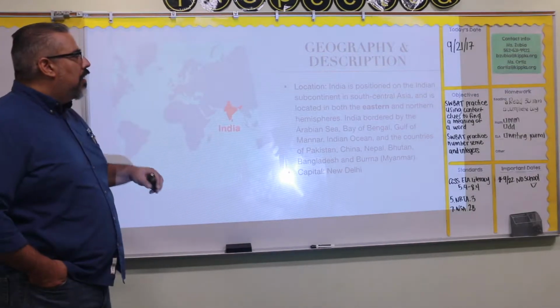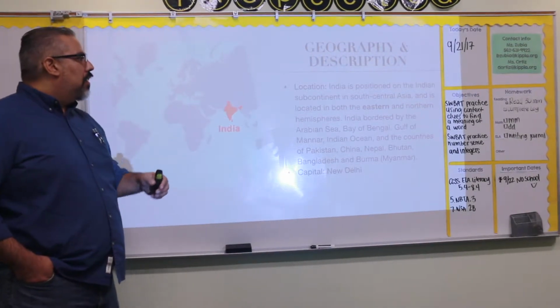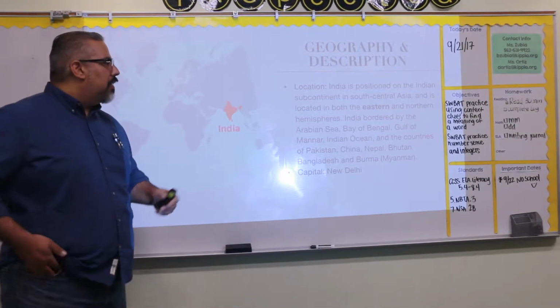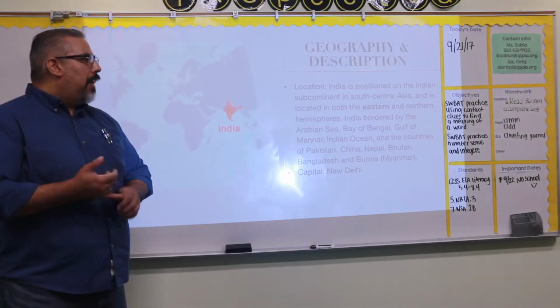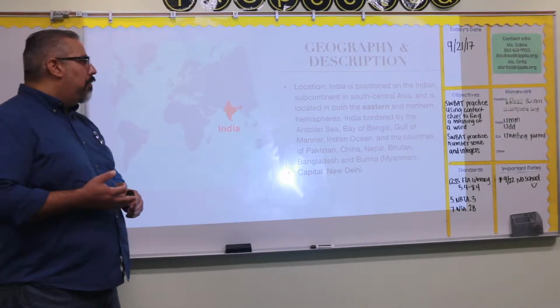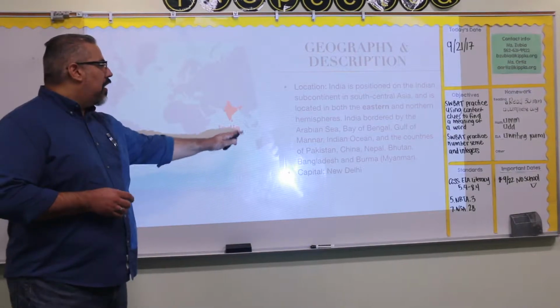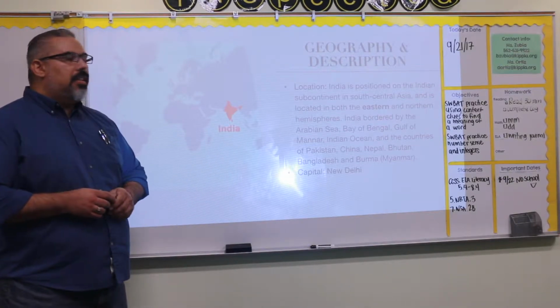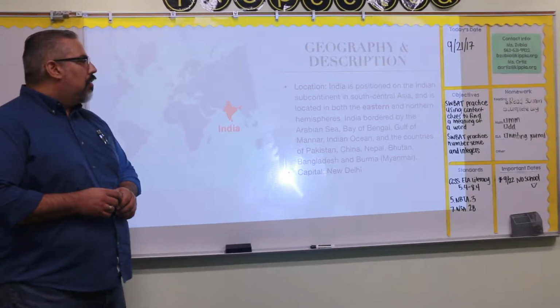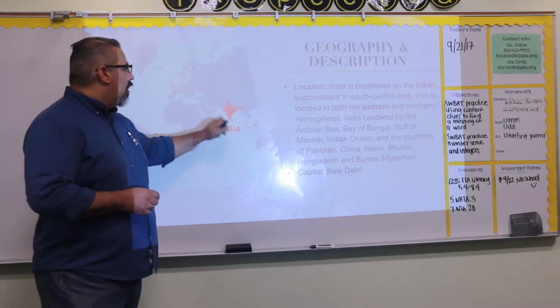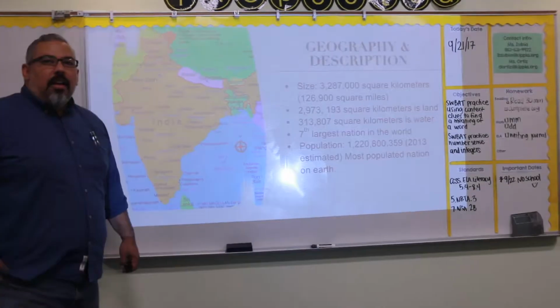India is located in Asia. It is surrounded by a lot of land up north, which is Pakistan, China, Nepal, Bhutan, Bangladesh, and Burma. And in the south, you have the Indian Ocean, the Arabian Sea, the Bay of Bengal, and also the Gulf of Mannar and other little countries that are surrounding it as well.